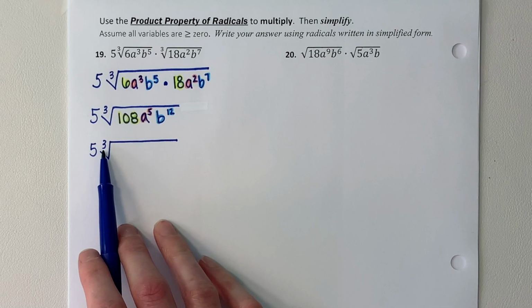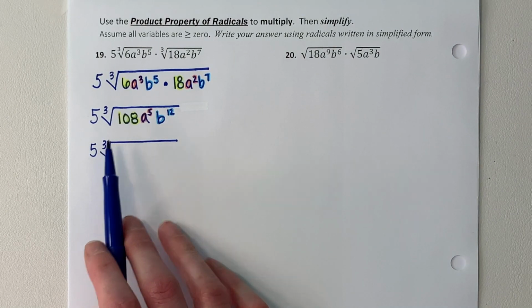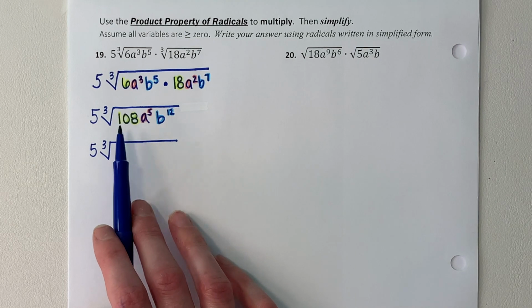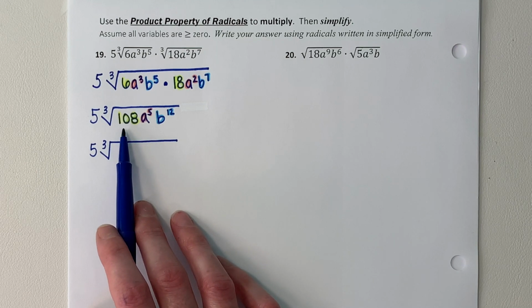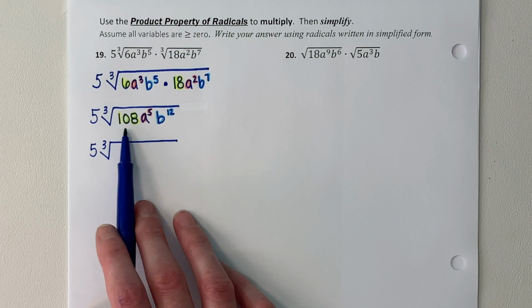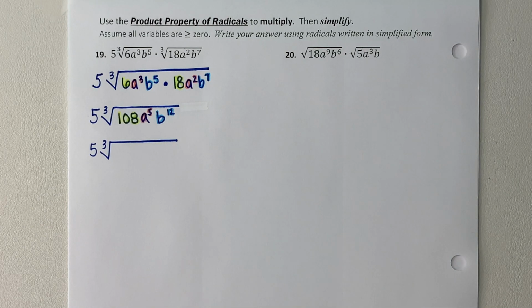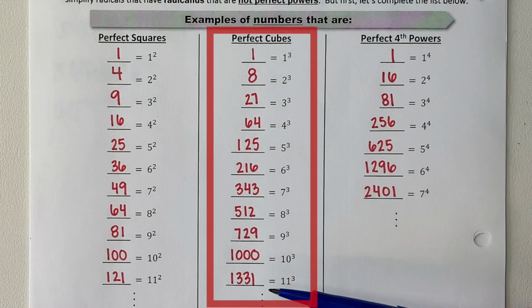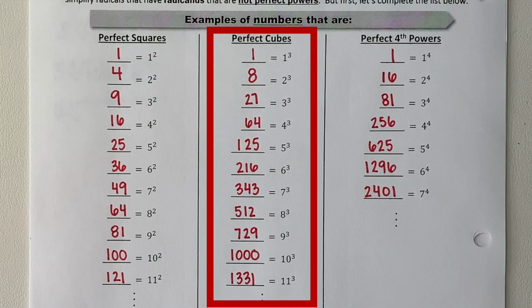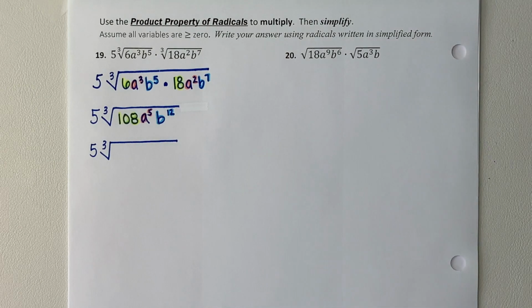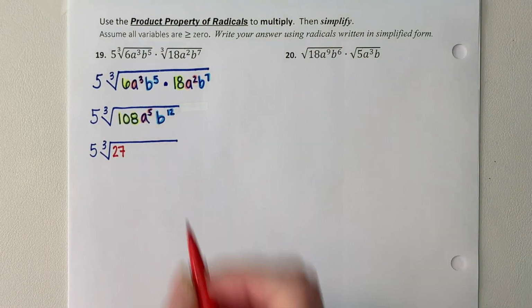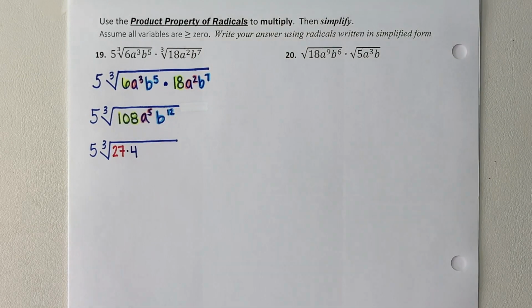The index here is a 3, so that means we're looking for perfect cubes. First, let's look at 108. 108 is not a perfect cube. If you type the cube root of 108 into your calculator, you'll get an ugly decimal. So since 108 is not a perfect cube, we need to find the largest perfect cube that multiplies evenly into 108. If we look at our list of perfect cubes, you'll find that the largest perfect cube that multiplies evenly into 108 is 27. So let's rewrite 108 as 27 times some number. 27 times 4 is equivalent to 108.